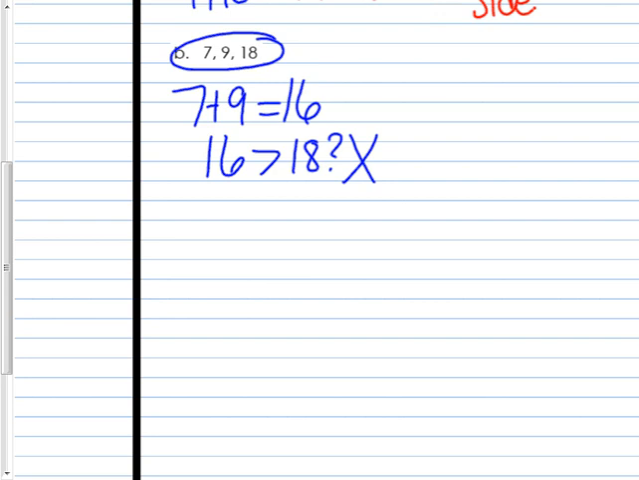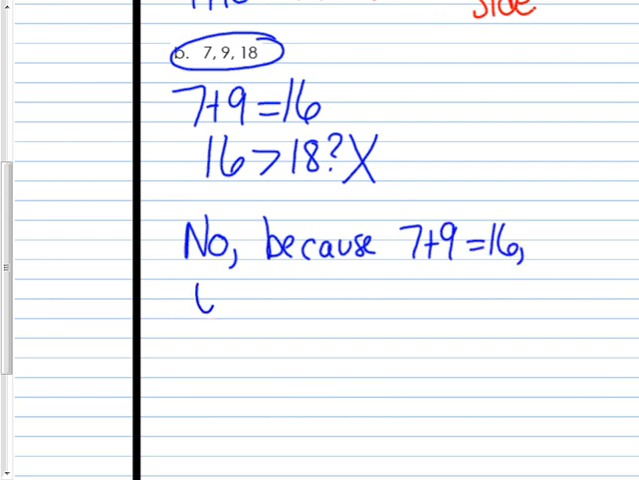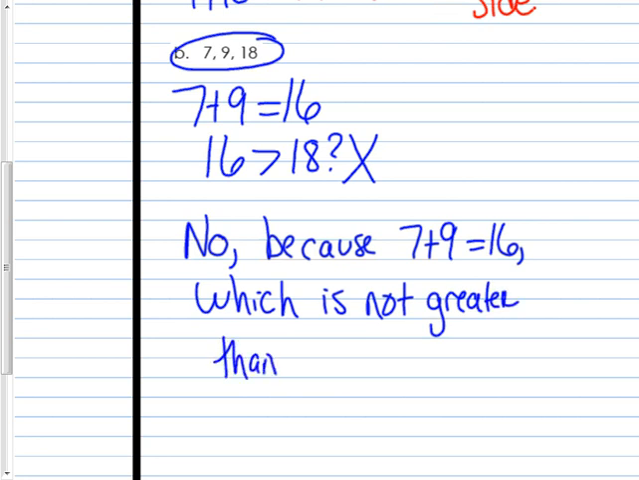If you were to draw a straight line 7 inches long and connect it to a straight line that's 9 inches long and then try to make a triangle with a line that's 18 inches long, it would not make a triangle. So the answer is no, because 7 plus 9 equals 16, which is not greater than 18.